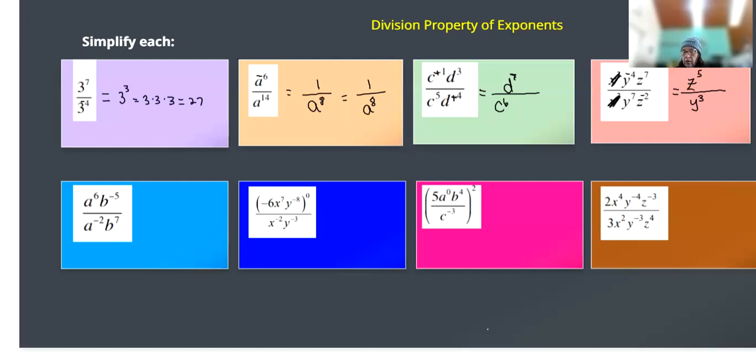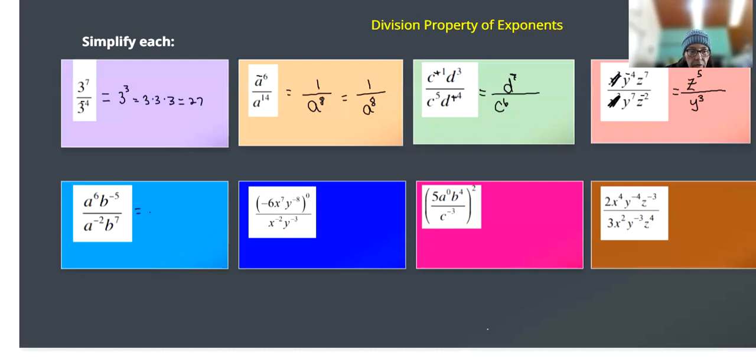And that's it. So the quotient rule tells you to subtract your exponents. All right? I'm keeping you away from having to deal with the negative exponents in your answers. By doing it my way, you have one less step to do. All right, let's take a look at the next one.